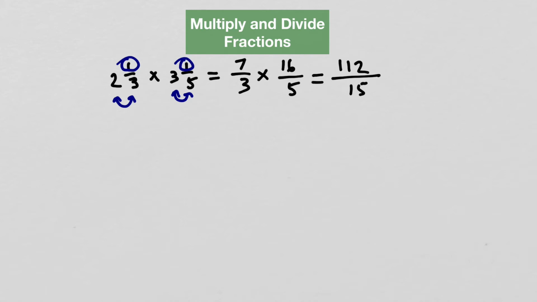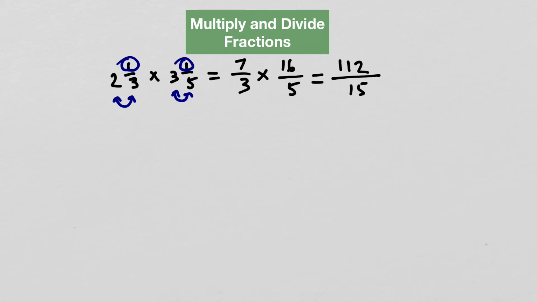And can 112 over 15 be reduced? Let's see. No, it cannot. Okay? Factors of 15 are 3 and 5. 3 does not go into 112 evenly. And 5 does not go into 112 evenly. So therefore, 112 over 15 is your answer.